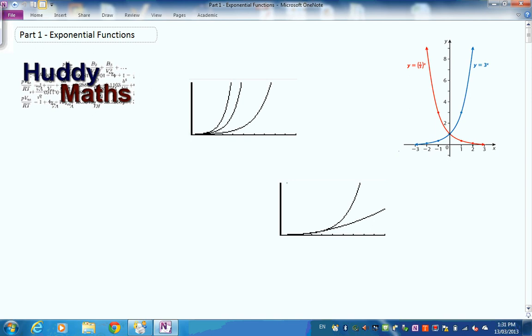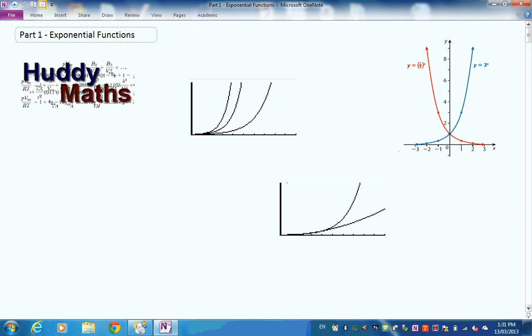Exponential functions are important functions in the real world in applications, and these belong in topic 2 and a couple of other places in the course. So here we are going to have a look at them in their own right. And an exponential function is one where the variable occurs as the exponent or power.